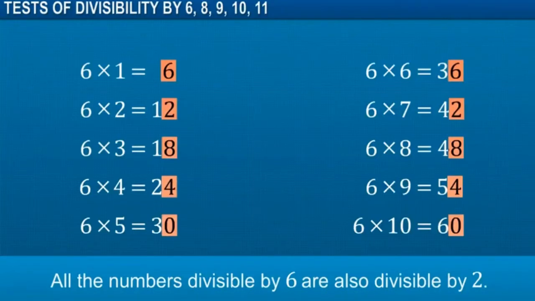ഓക്കെ, ഒരു നമ്പർ 6 വെച്ച് ഡിവിസിബിൾ ആണ് എന്ന് പറയുമ്പോൾ അത് 2 വെച്ചും ഡിവിസിബിൾ ആയിരിക്കും. Okay, so that is what all the numbers divisible by 6 are also divisible by 2. You can just write down this statement: all the numbers divisible by 6 are also divisible by 2. This statement എഴുതിയാൽ മതി.